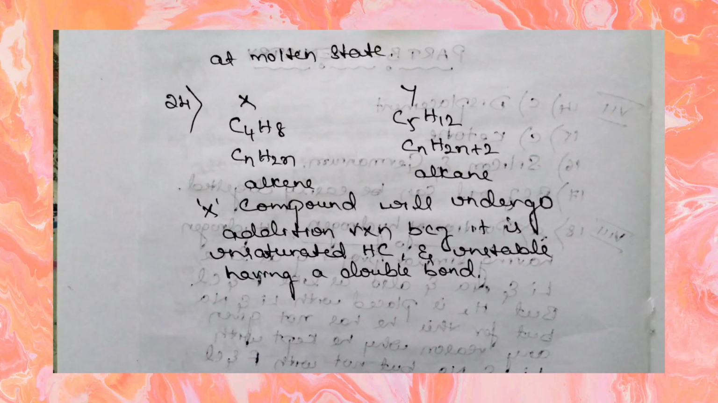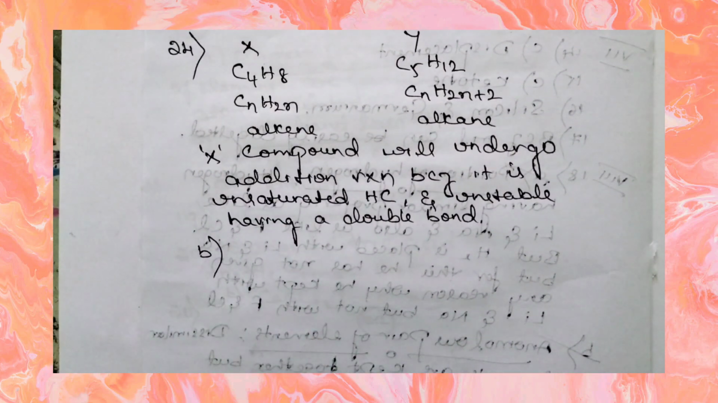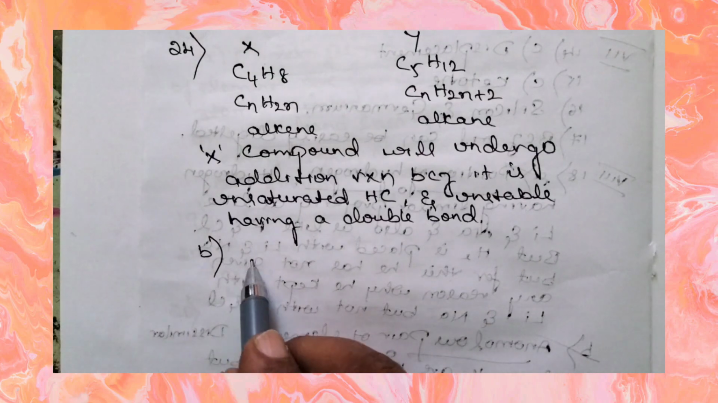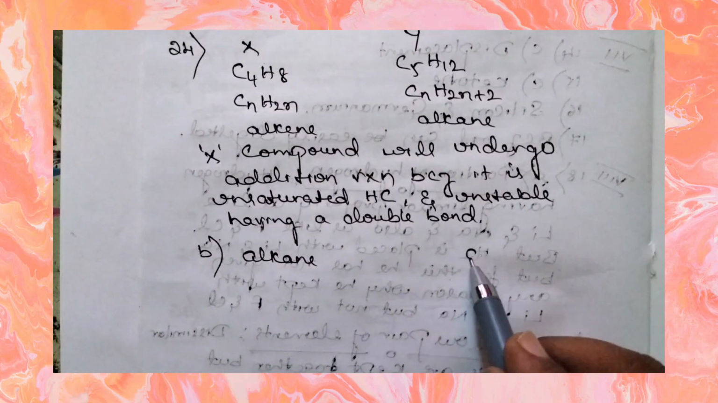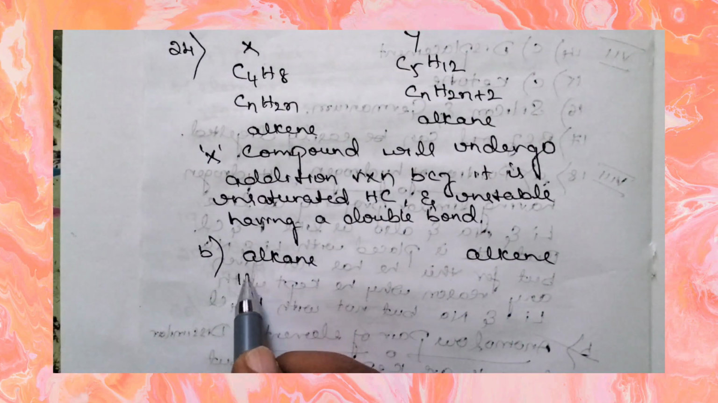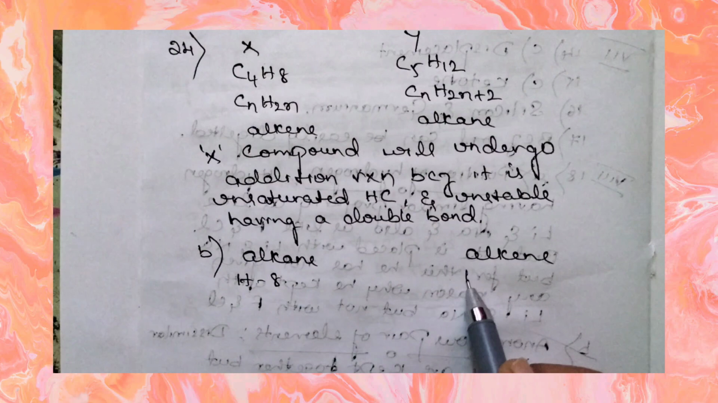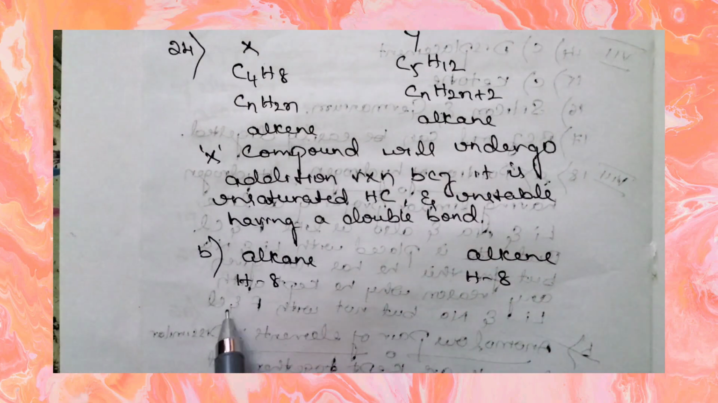Then coming to B question. In the B question he asked to write the molecular formula and structural formula of an alkane. So we have to write the structural formula of the alkane, then the structural formula of the alkene, where the number of hydrogens is 8. So both should have 8 hydrogen atoms. What do we do here?